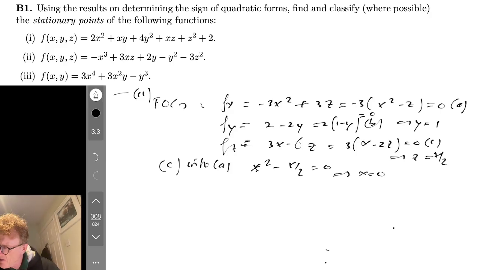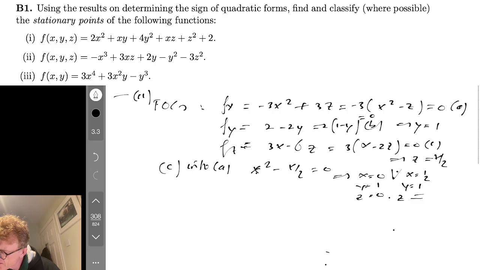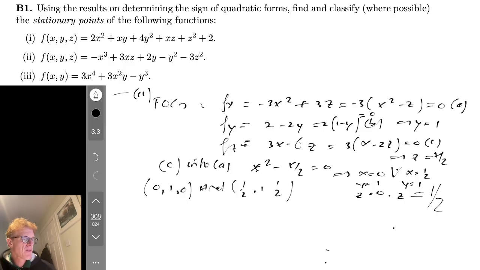or x is half, y is 1, z is 0, z is half. So 0, 1, 0 and half, 1, half. What am I saying? Half, 1, quarter are the stationary points.